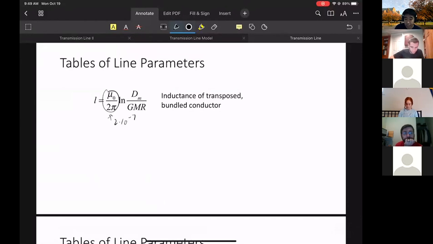And often we're interested not so much in the inductance, but in the reactance. So we're most often interested in omega times L, because we have an AC circuit, so when we use it, we actually use X, not L directly. So this is 2 pi F times 2 times 10 to the minus 7 times log of Dm over GMR. GMR is the geometric mean radius.